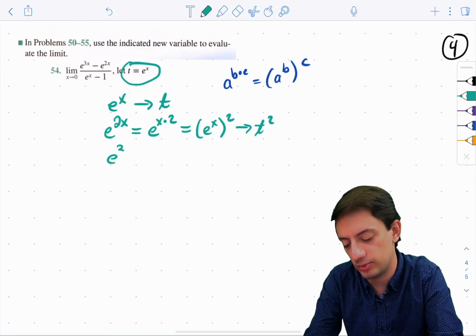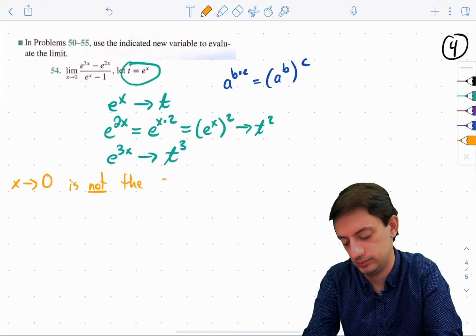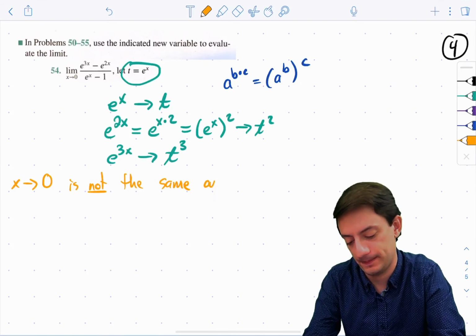By the exact same rule, e to the 3x goes to t cubed. Not 3t, but t cubed. Good. Now there's one other thing which would be really easy to forget. This limit is as x goes to 0. X goes to 0 is not the same as t goes to 0.